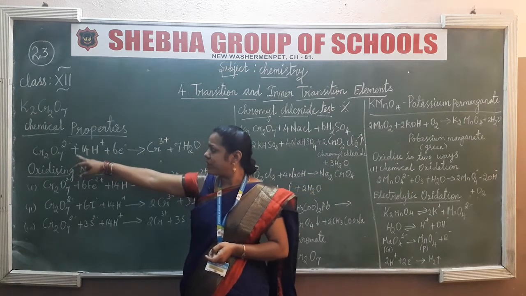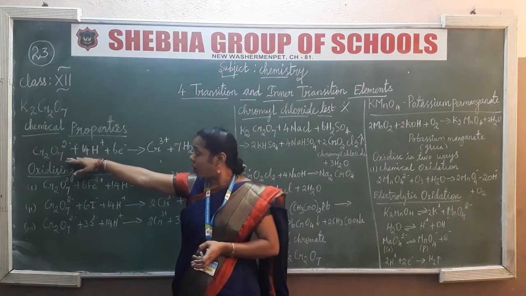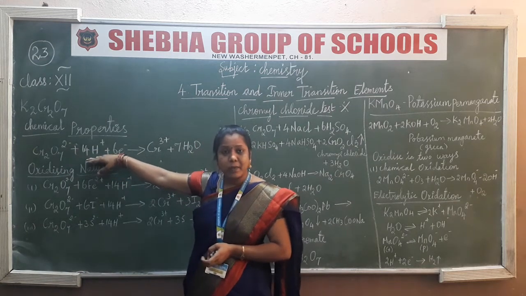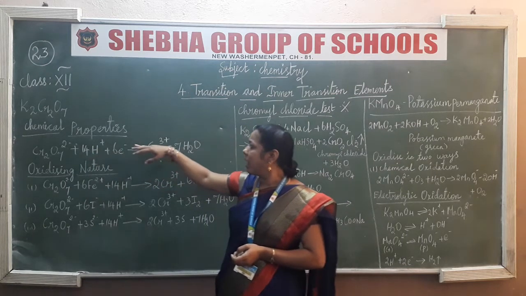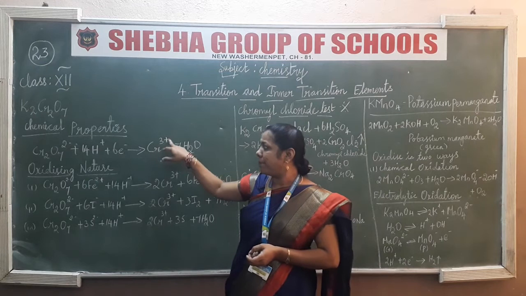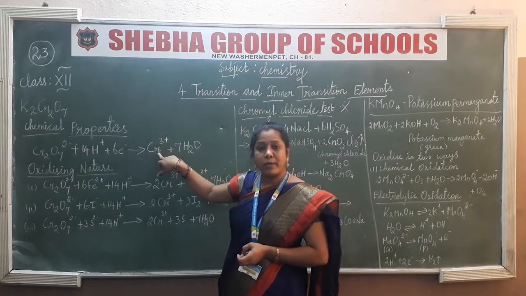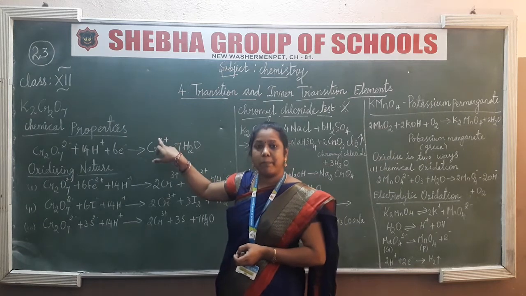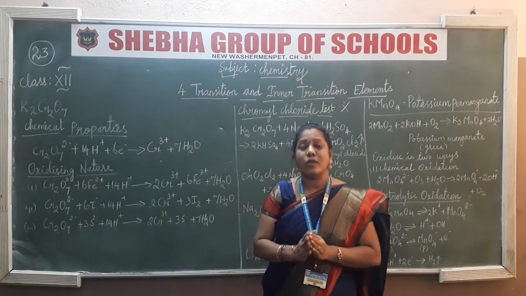For Cr2O7 2 minus, I am going to explain with the ions along with the positive and negative charges. By the gain of electrons, it will be changed into Cr3 plus. So you have to notice that the oxidation number of chromium is 3 plus. This is one of the most important examples of oxidizing nature.